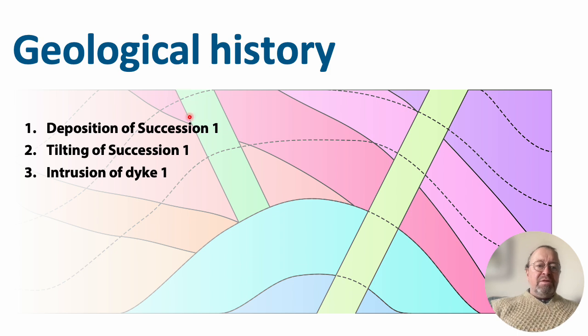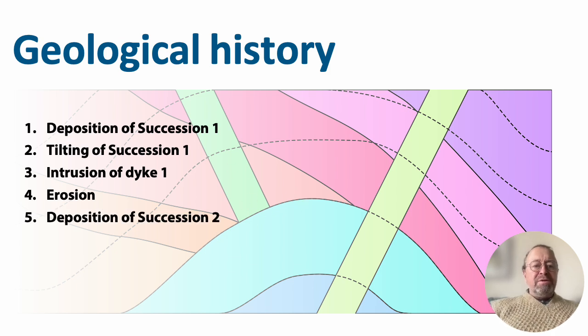So this dike is cutting these older sediments. So we know it's younger than the sediments, but it doesn't cut these blue sediments. They must be younger than the dike. So then we must have had an erosion, because here you can see the T shape here. This shows the angular unconformity. So we know that the unconformity, the erosion, is younger than the dike.